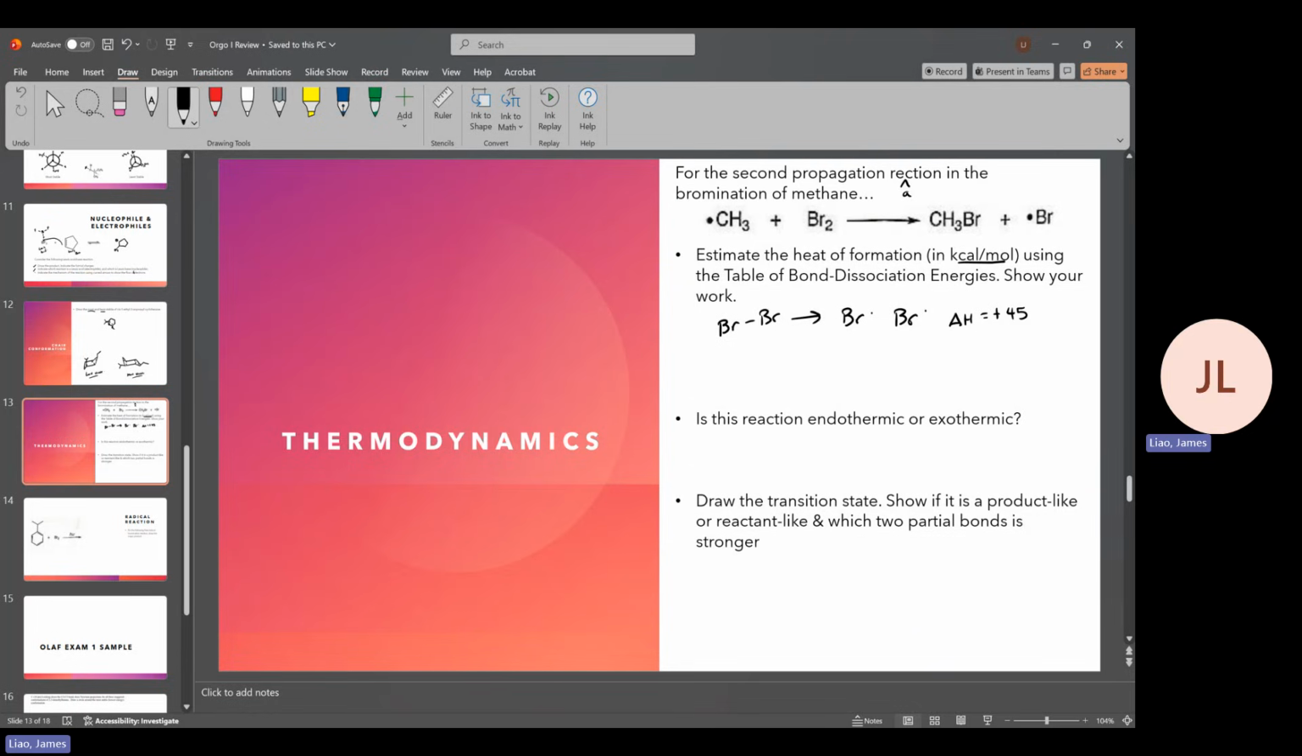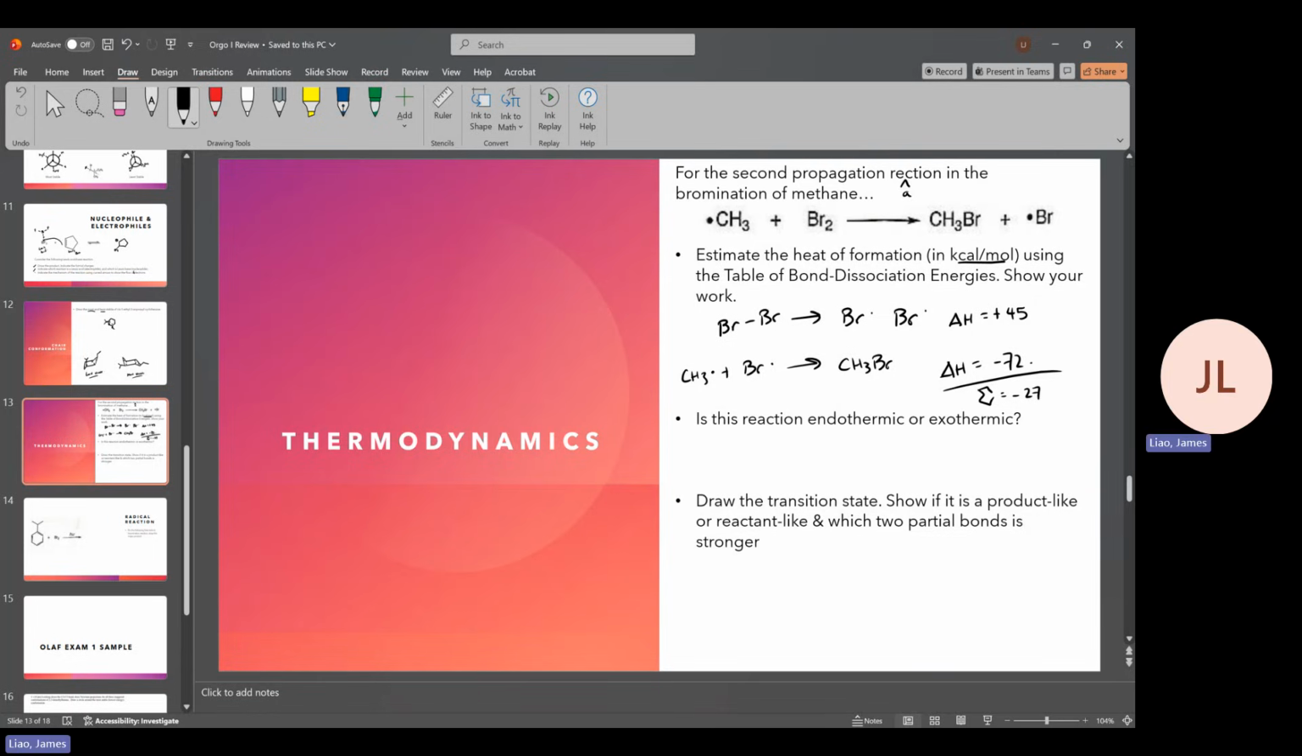But now we have bromine radicals over here that are going to form the CH3Br. So that means we have a methyl radical and a Br radical to form CH3Br. Since we form a bond, it has to release energy. And when you look at your table, this delta H has to equal negative 72 kilocalories per mole. So the overall estimated heat of formation should equal minus 27 kilocalories per mole.